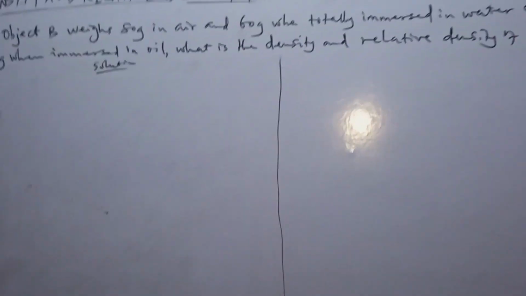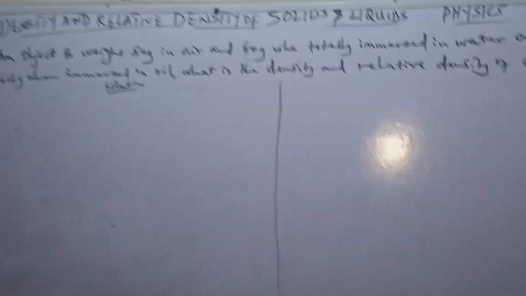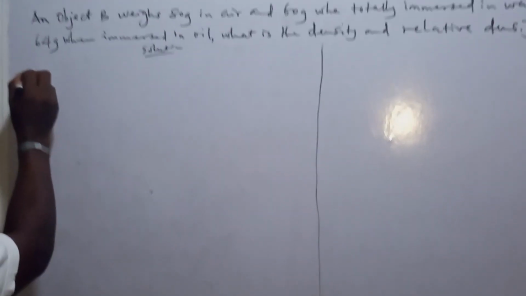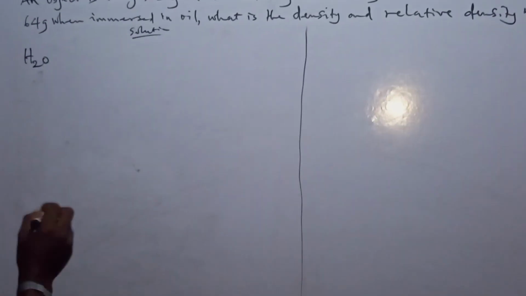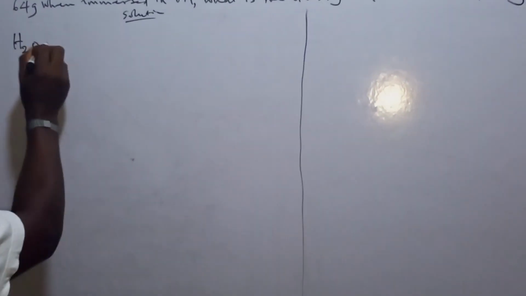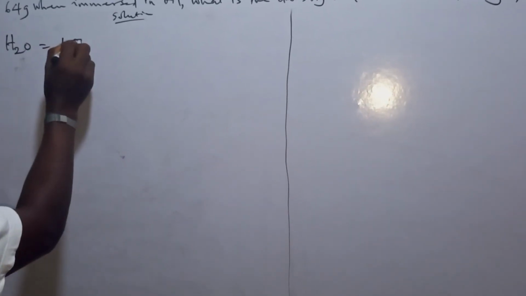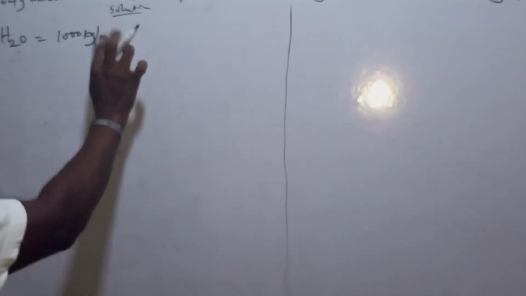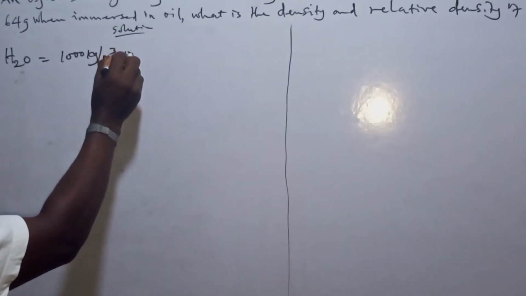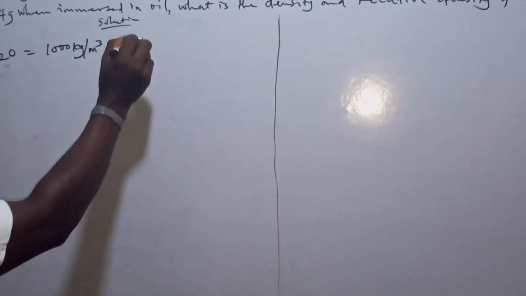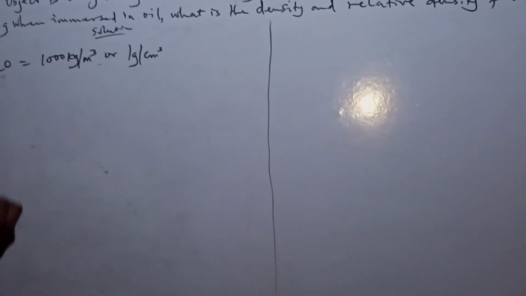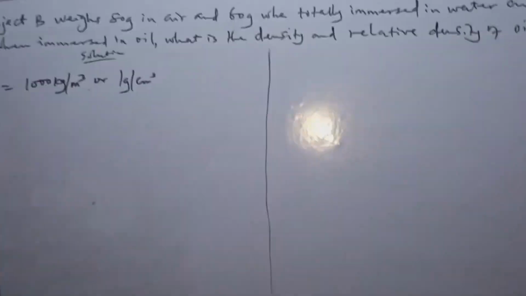Solution. As usual, we start by stating that water has a constant density of 1000 kilogram per meter cube, or 1 gram per cm cube. We have relative density of oil.